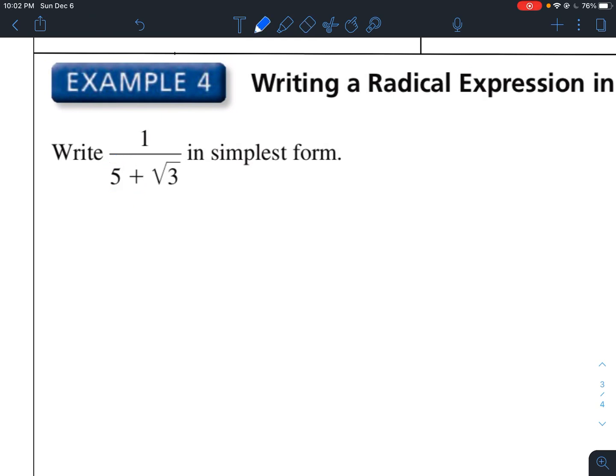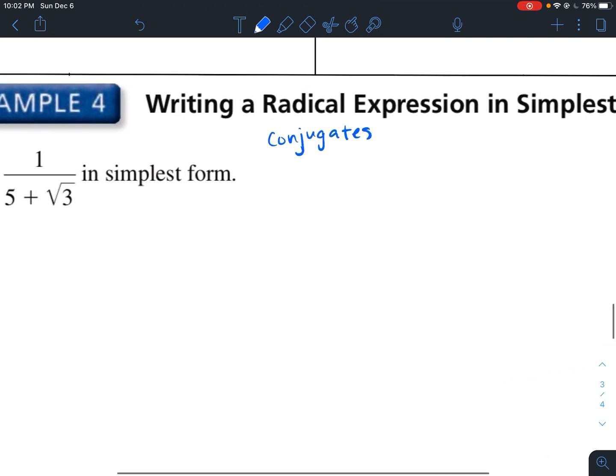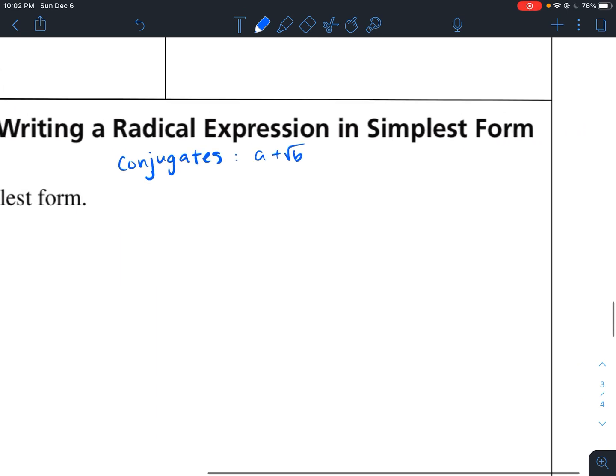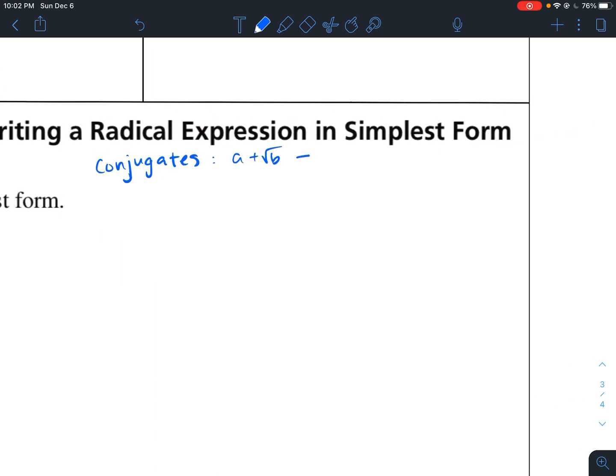So hopefully you guys remember from the last unit what conjugates are. Conjugates are helpful because they help us get rid of these terms right here. So the conjugate of, for example, a plus the square root of b would be a minus the square root of b. Now what's great about conjugates is that if you multiply them together, it eliminates the square root.